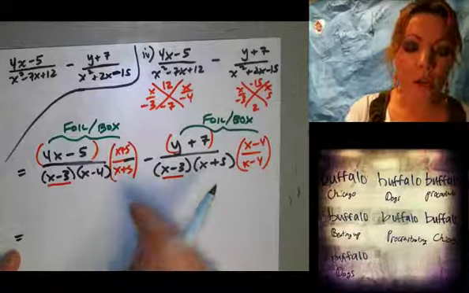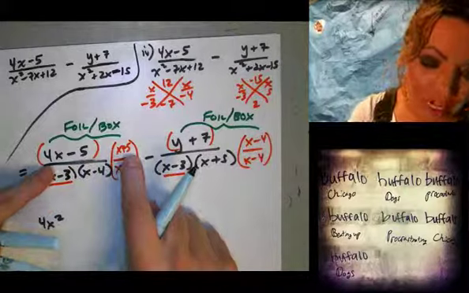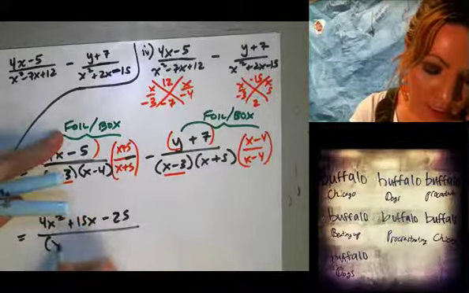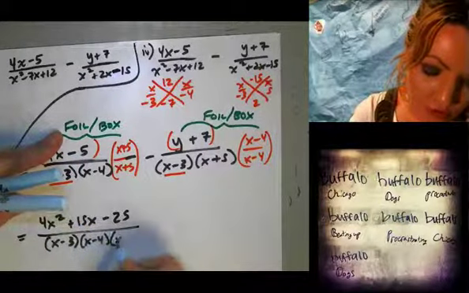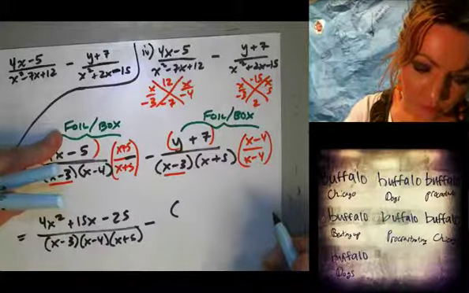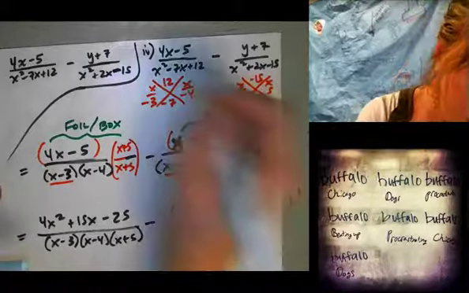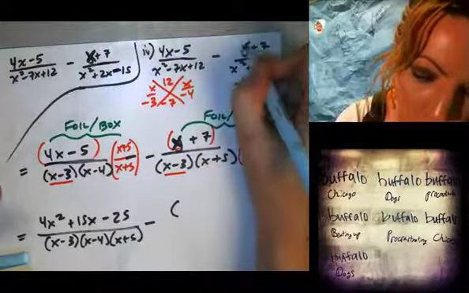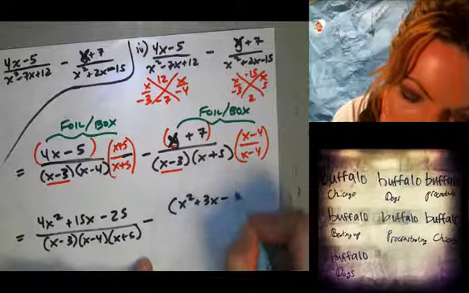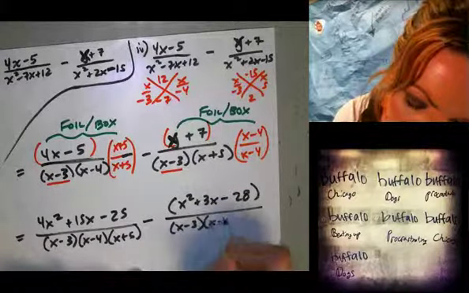all right, we got 4x squared, negative 5x plus 20x is positive 15x, and then negative 25, over x minus 3, x minus 4, x plus 5. Next one, we have, that should be an x. Sorry, you guys. It should be an x, not a y. I don't know why that ended up morphing to a y. Okay. So then the next one should be x squared plus 3x minus 28 all over x minus 3, x minus 4, and x plus 5.